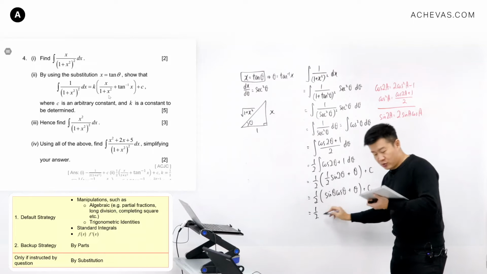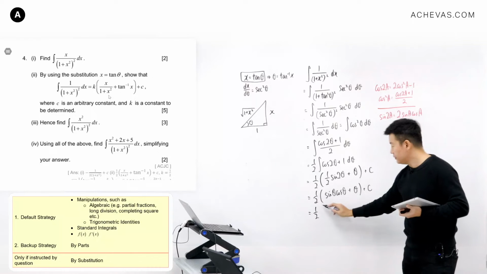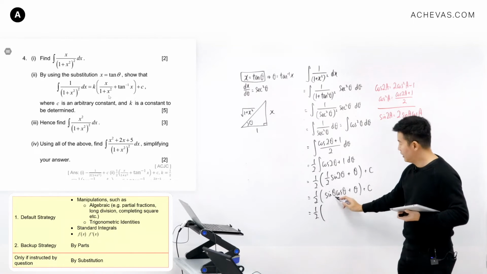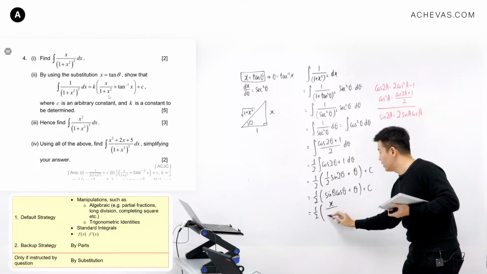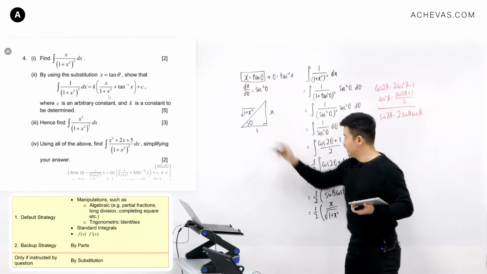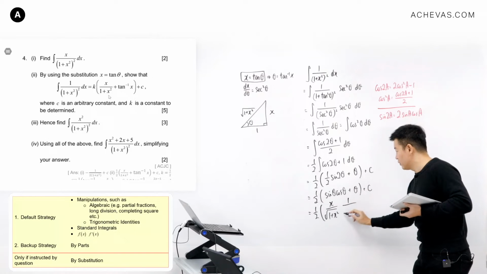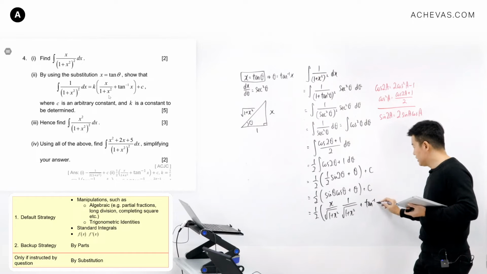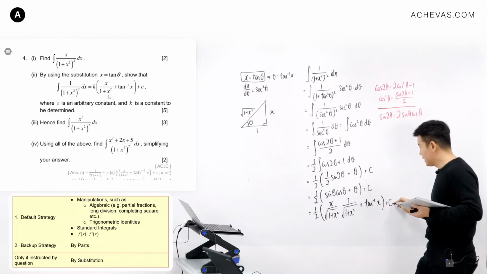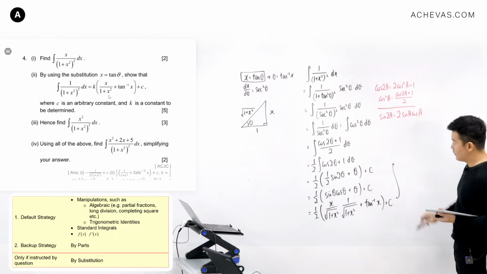So this is going to be equal to half. Sine theta is opposite over hypotenuse, so it's going to be x over square root of 1 plus x squared. Cosine is adjacent over hypotenuse, so it's going to be 1 over square root of 1 plus x squared. And this, I can replace by tangent inverse of x, then plus c. So I guess I've gotten my answer.